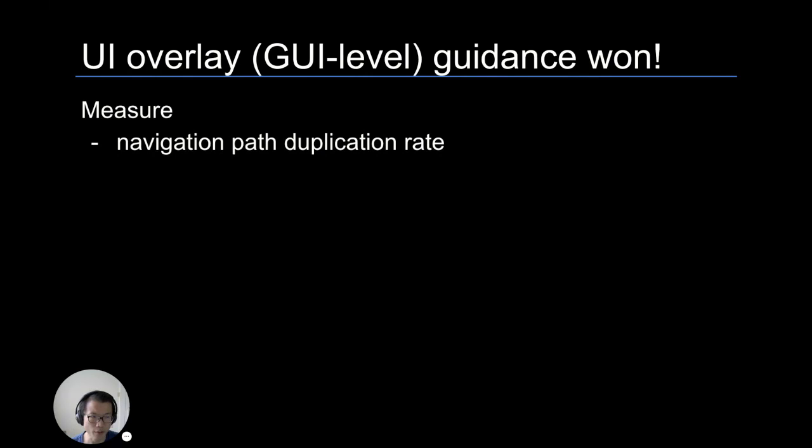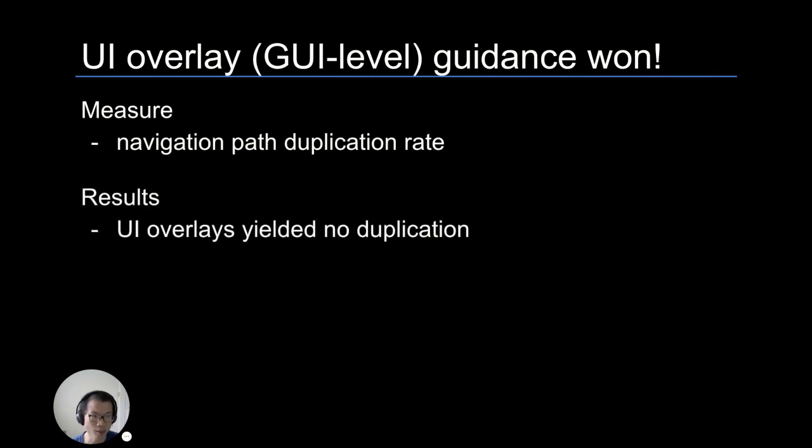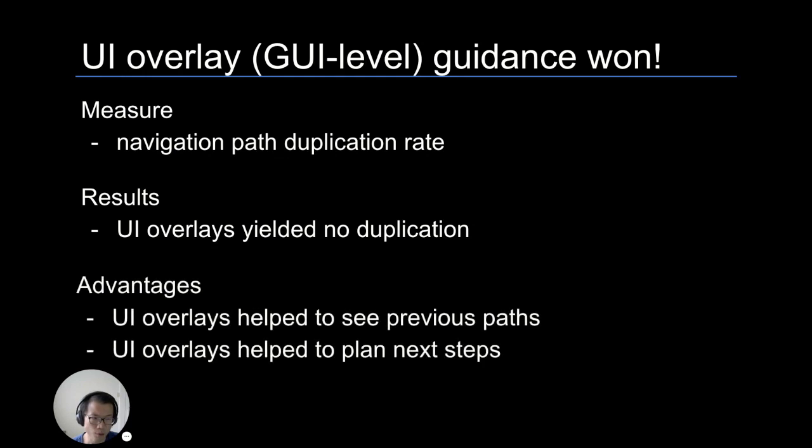We measured the path duplication rate across conditions and found that with the UI overlays, testers could successfully avoid repeating previously explored navigation paths, but were not able to do so with the textual logs or no guidance. And participants reported that there were mainly two advantages of having overlays on the UI. First, overlays require less context switching to see which paths were already explored. Second, overlays require less navigation effort when making decisions about which path to explore next.